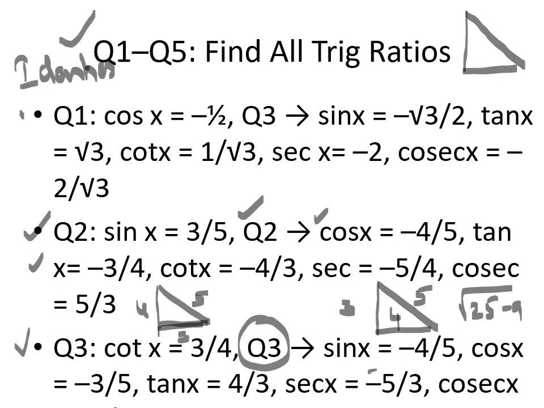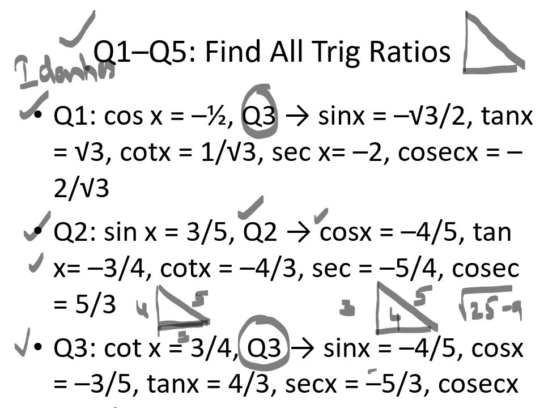Question number 1: cosine x is given as minus 1 by 2 and the angle lies in the third quadrant. In the first quadrant all are positive, in the second quadrant only sine and cosecant are positive, and the rest are negative. Third quadrant means only tan and cot are positive. Then we have to find all the other trigonometric ratios.